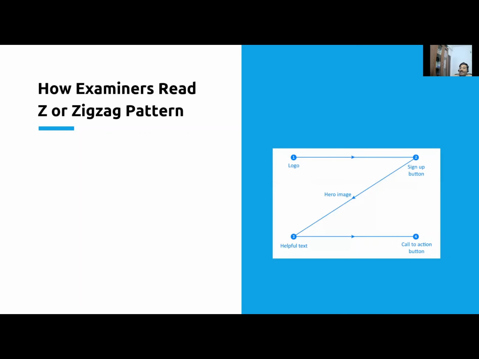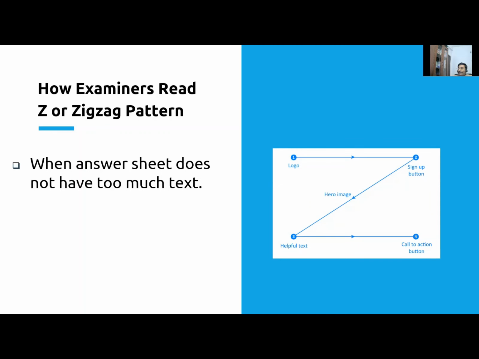The other interesting one is the zigzag pattern, which is most possible on your paper rather than on your screen, where we don't have much to focus on. A plain blank paper is like this. Just see there, finish it off.